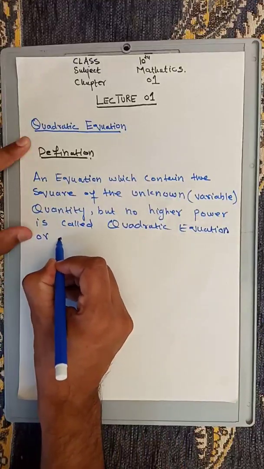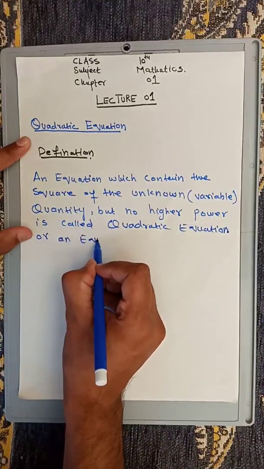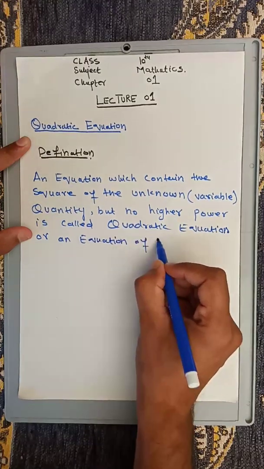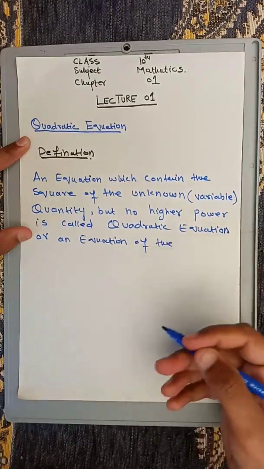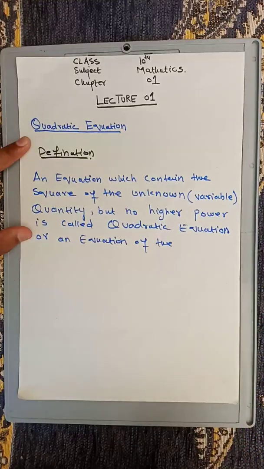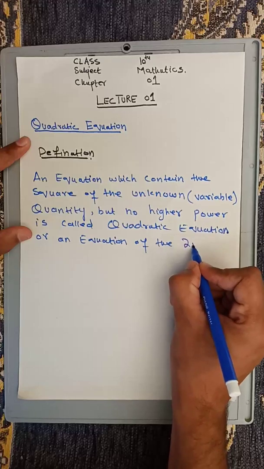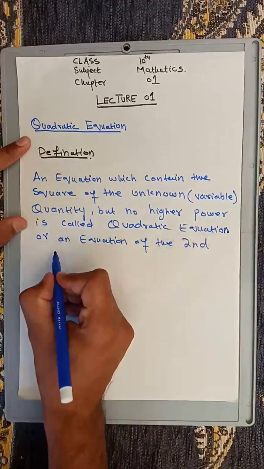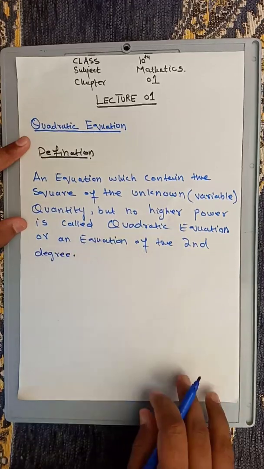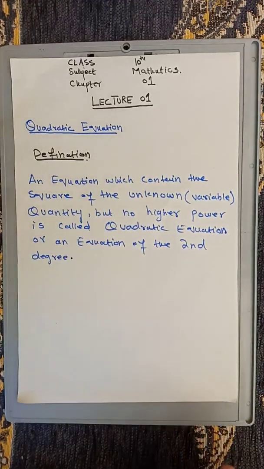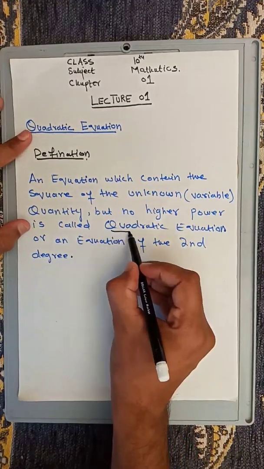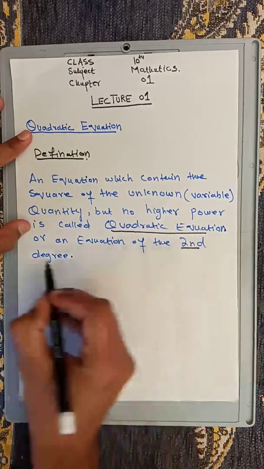Or an equation of the second degree. Why do we call it second degree? We will discuss why we call it a second degree equation. So this is basically the definition of the quadratic equation, the quadratic equation and second degree.